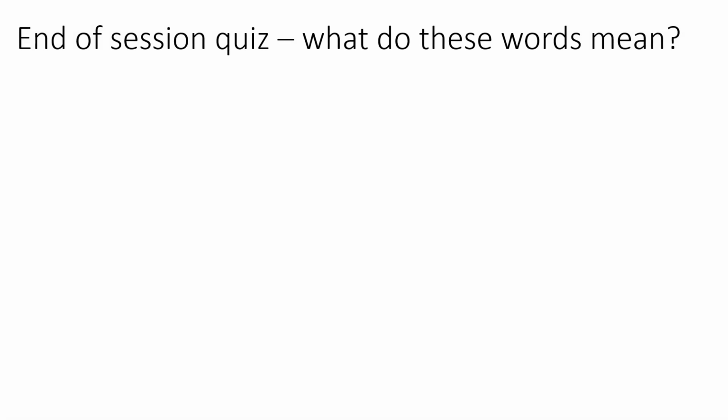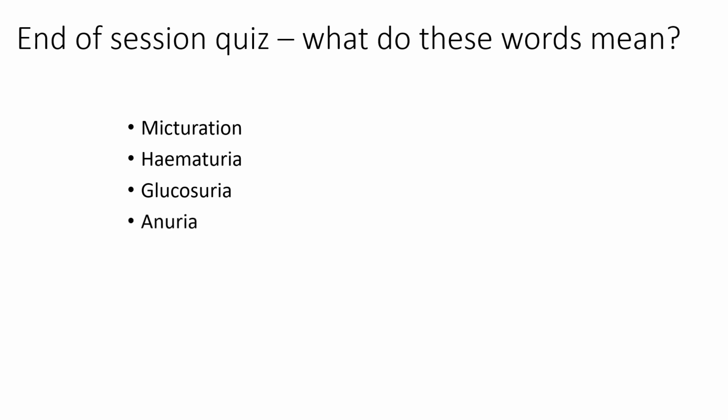Okay, after all of that, a quick end of session quiz. What do these words mean? Micturation means having a wee. Hematuria means blood in the urine. Glycosuria means sugar in the urine, glucose in the urine. Anuria, remember A means without. Anuria is no urine, as opposed to polyuria, which is much urine, or oliguria, which is a little bit of urine.